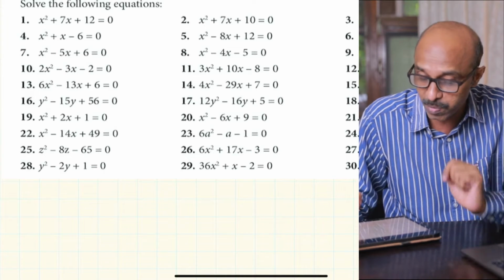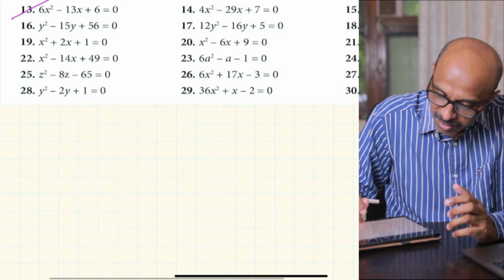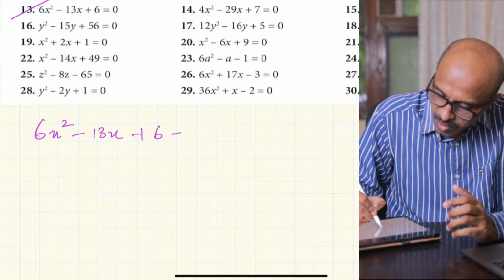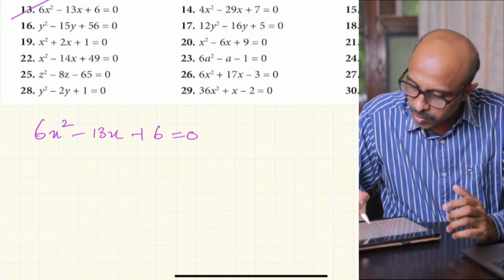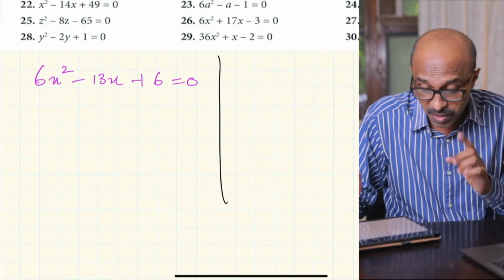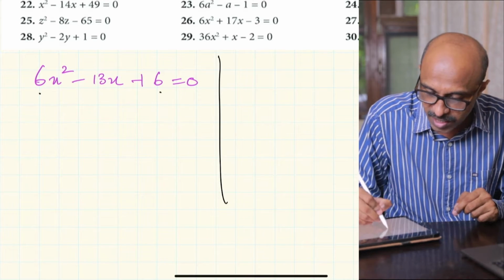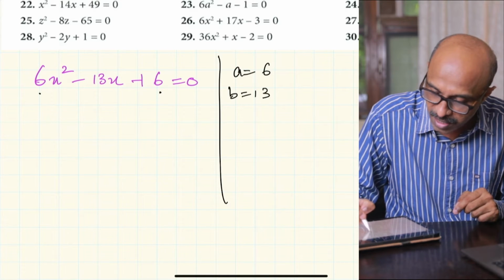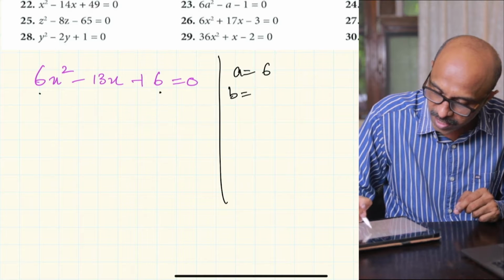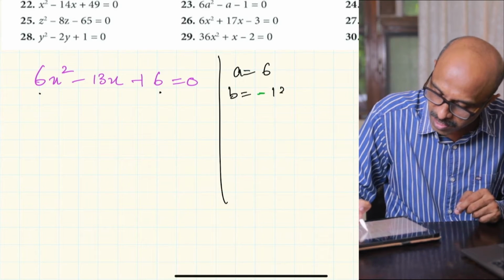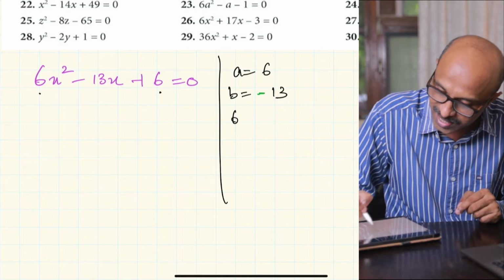Okay, equation, not expression. This is number 13. 6x squared minus 13x plus 6 is equal to 0. I'm going to put that line out here just to show that the working is on the right hand side. And as we did in the factoring video, multiply a and c. a is 6 and b is negative 13, sorry, I should have written a negative sign there. Negative 13, and c is 6.